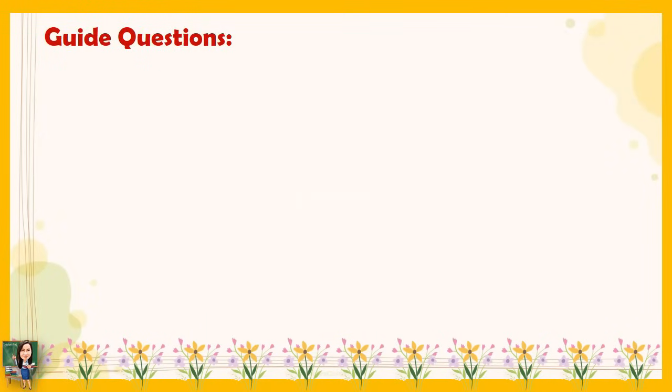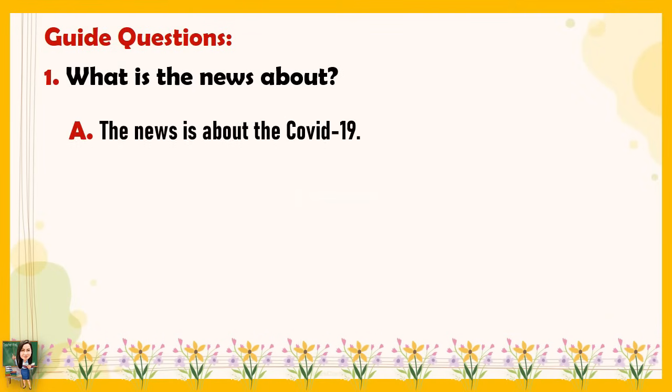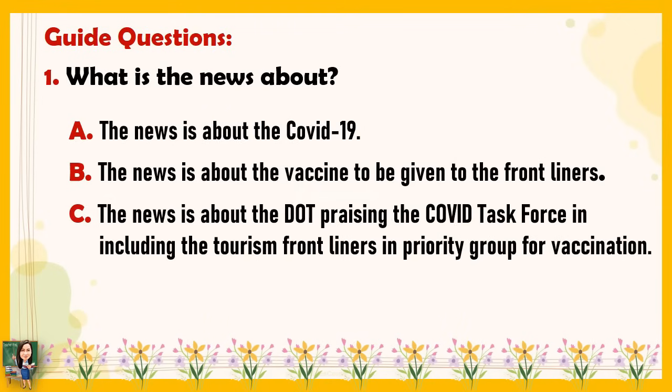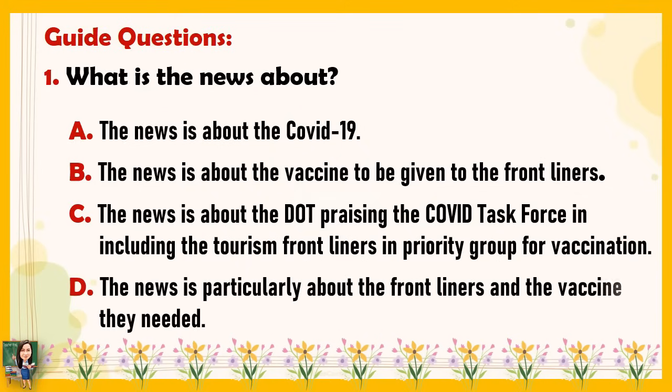And now let us answer these guide questions. Number 1. What is the news about? A. The news is about the COVID-19. B. The news is about the vaccine to be given to the frontliners. C. The news is about the DOT praising the COVID task force in priority group for vaccination. And D. The news is particularly about the frontliners and the vaccine they needed. What is the correct answer?